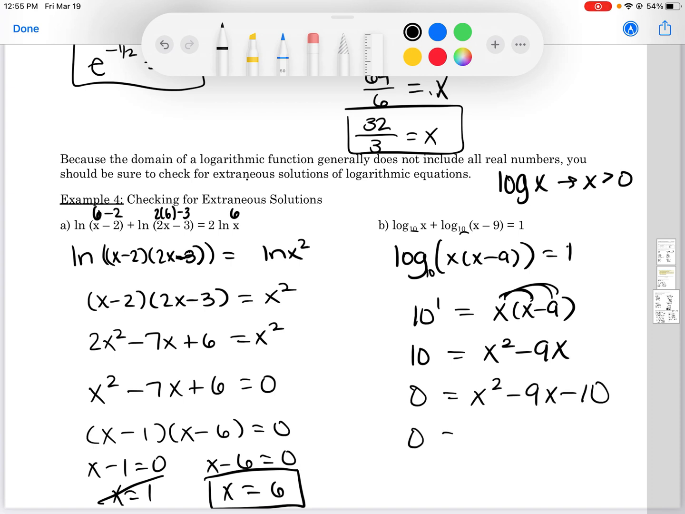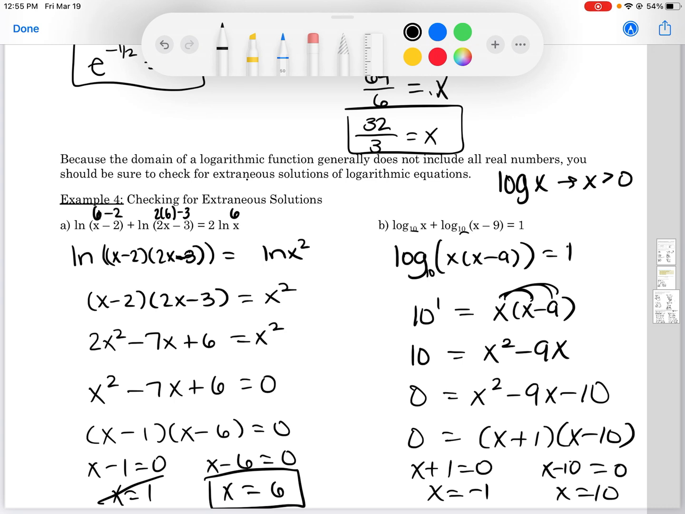And I'll factor. Zero product property. And then we have to check. So if I plug in -1 right away, we have a problem here, so that's not the answer. If I plug in 10 and 10, log of 10 is fine. Log of 10 minus 9, which is 1, also fine.